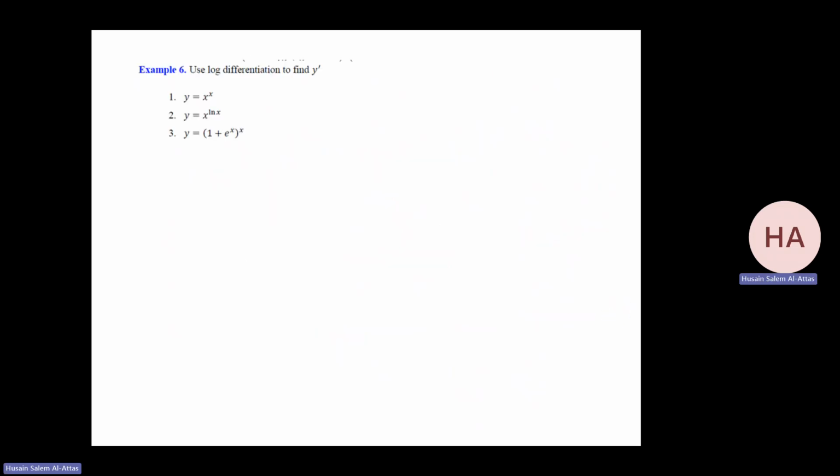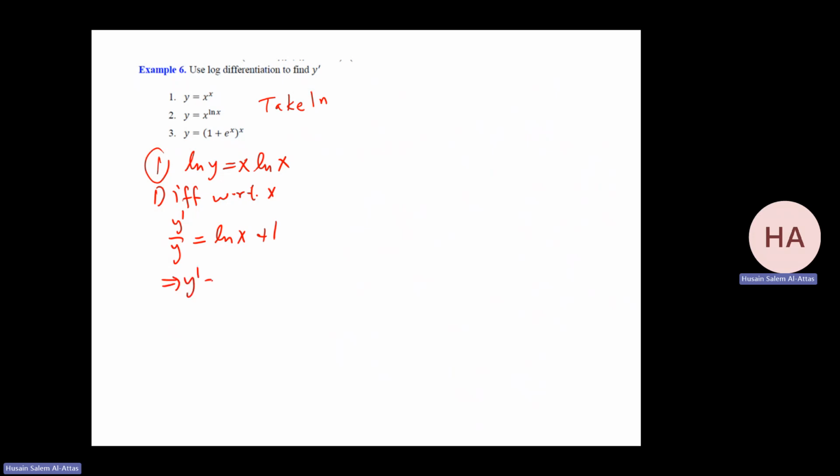More problems. Number 1. Take ln. For all of these 3 cases, take ln. I have ln y equals x ln x. Let me do it quickly. Differentiate with respect to x. I have y prime over y, a product of two functions: ln x times 1 plus x times 1 over x, which gives ln x plus 1. So y prime will be y, which is x to the power x, times (1 plus ln x).